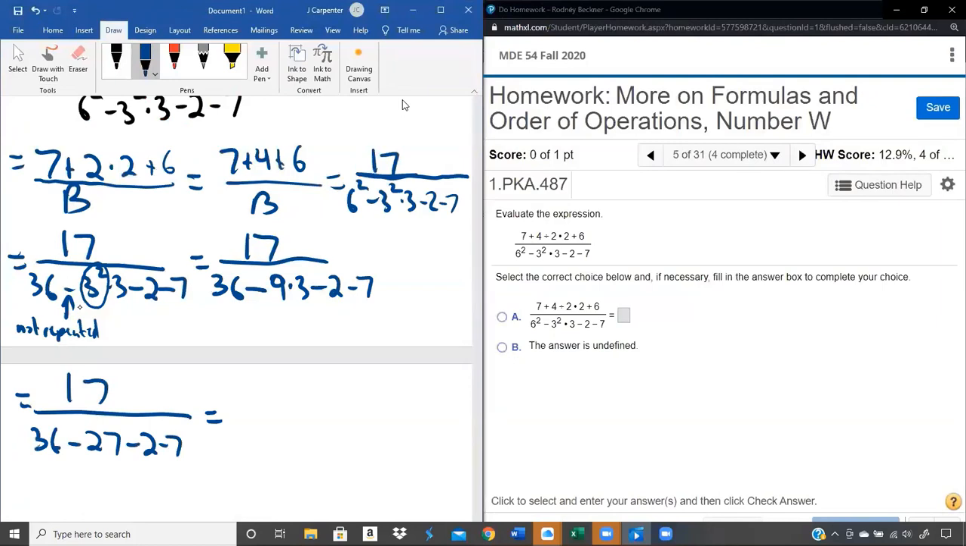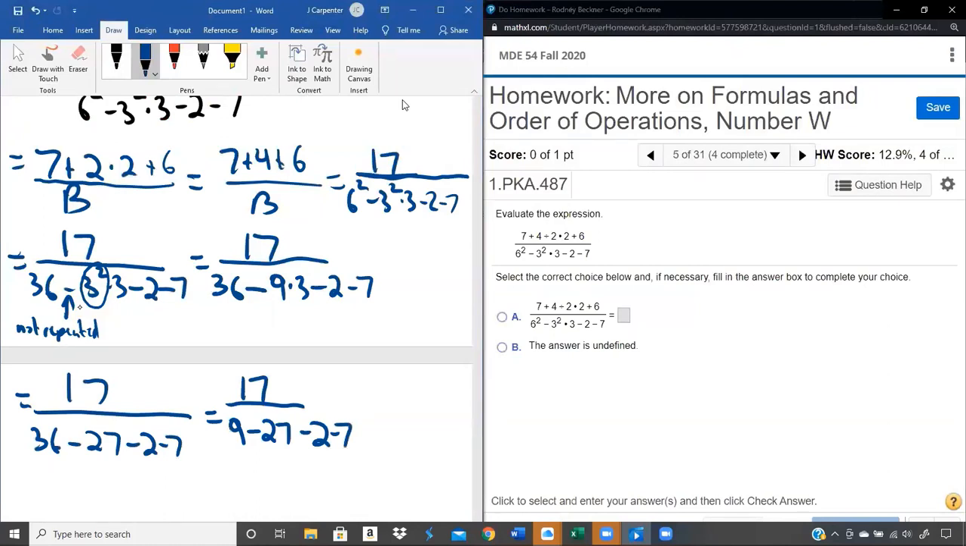As I said, you can add in whatever order you like. Subtractions must go left to right. 36 minus 27 is going to be 9. So 17 over 9 minus 2 minus 7. I'm double checking some things just to make sure we haven't made any silly mistakes.